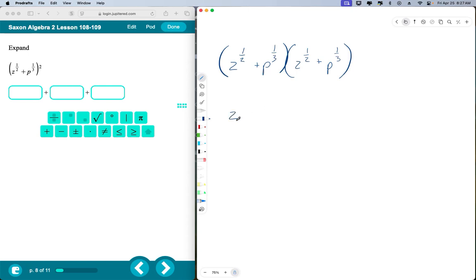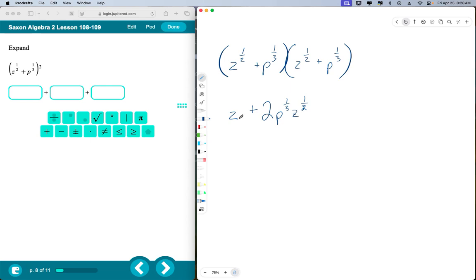So the first term is z. And then we have z. I'm going to put it in alphabetical order. So that would be z and 1/2 times p and 1/3. And we do that again, z and 1/2. So there's going to be 2 of them. And that's going to be p and 1/3, z and 1/2.